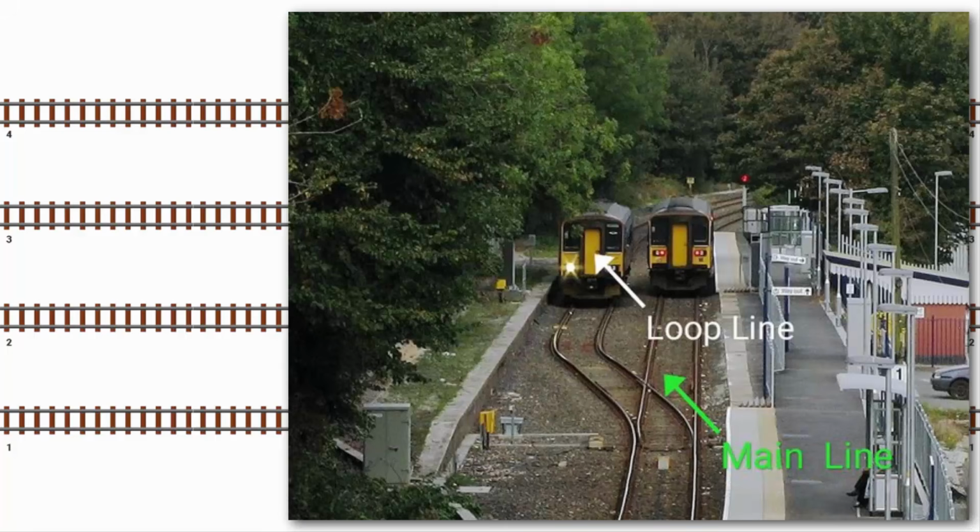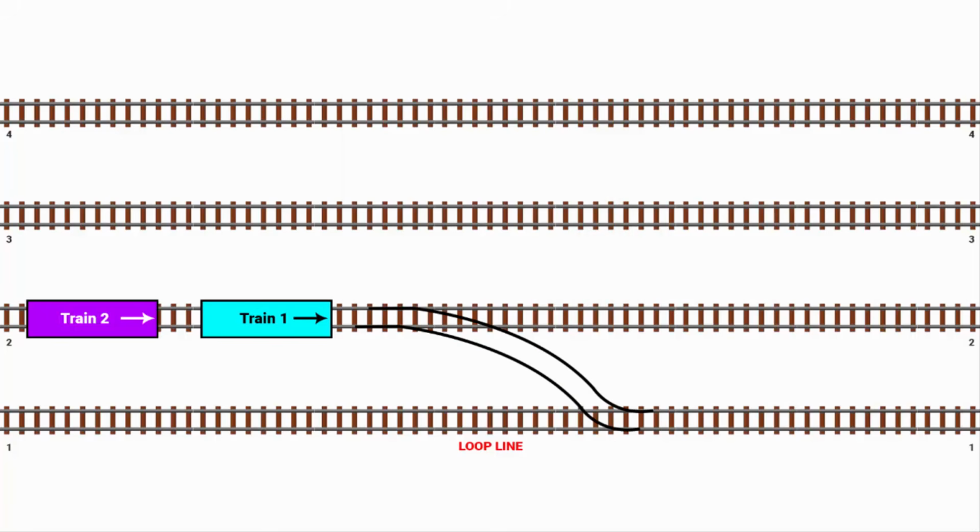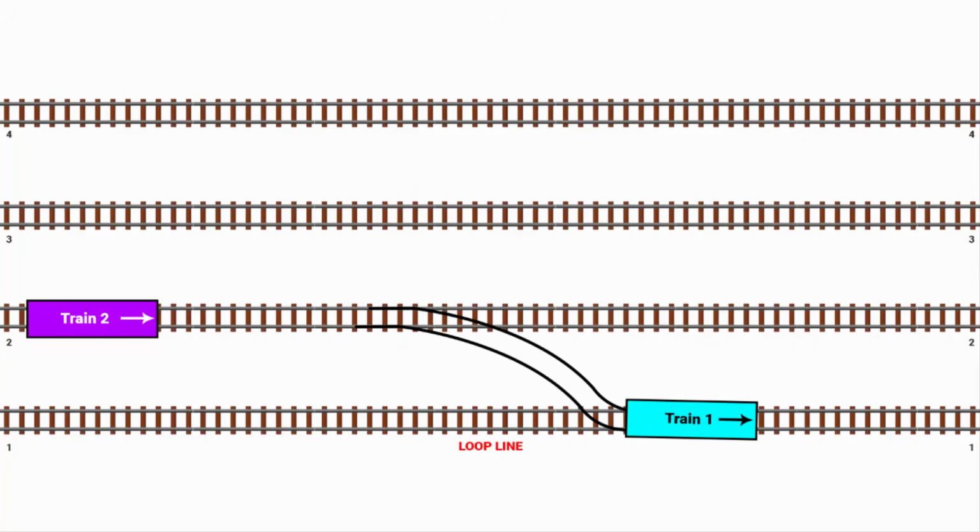There were 4 tracks. Let's name them 1, 2, 3, 4. The first track is the loop line. Now what is the loop line? Basically you can think of this as an extra single railway line that is often located at or near a railway station. And the purpose of this single railway track is to provide a parking space for a train so that if 2 trains are going in the same direction, then one of them can move into this loop line and wait while the other train can overtake and bypass.